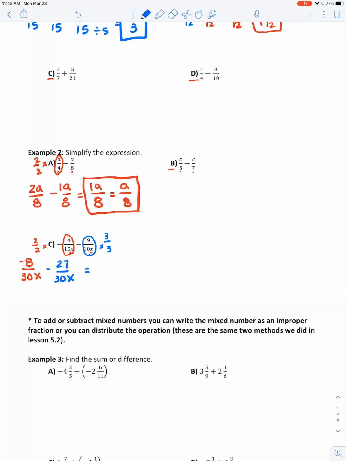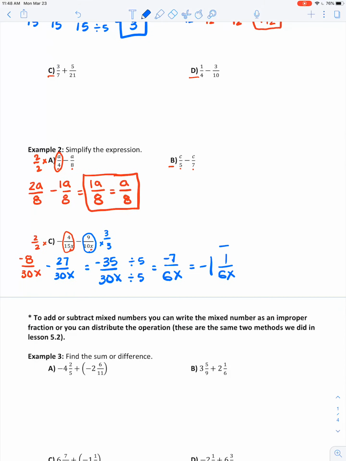Okay, negative 8 minus 27 is a negative 35, so we have negative 35 over 30x. I do know that both of those numbers can be divisible by 5, so I'm dividing 5 on both of those. So we will get negative 7 over 6x. 6 goes into 7 one time, and again this is negative, so we keep our negative there. And how many is left over if we pull out 1/6 from the 7? Well, 1 is left over. So we have negative 1 and 1/6.